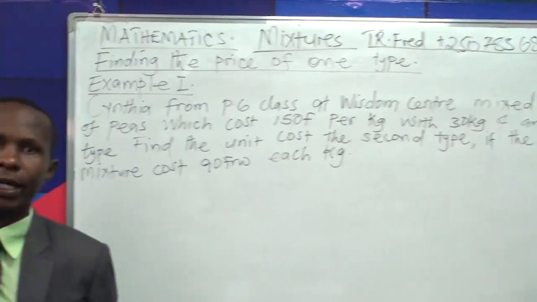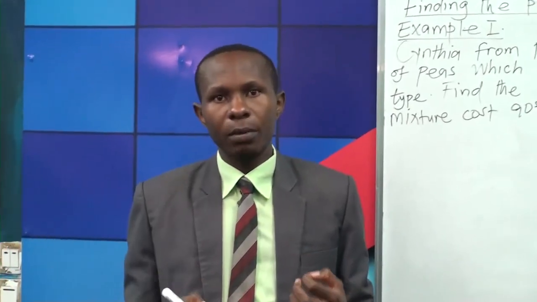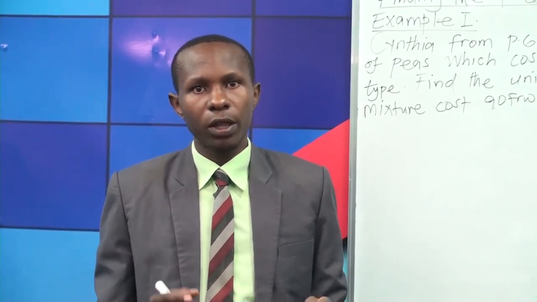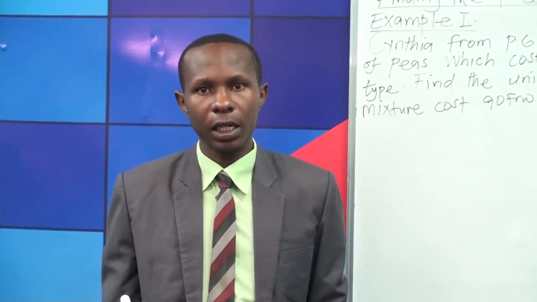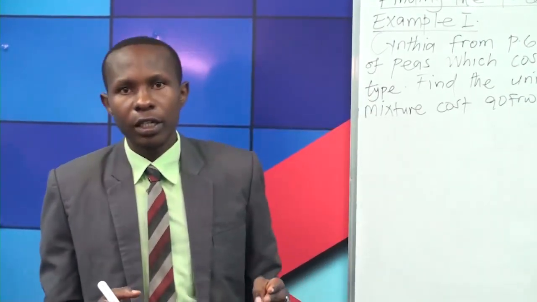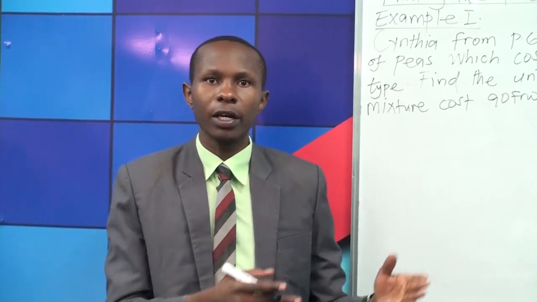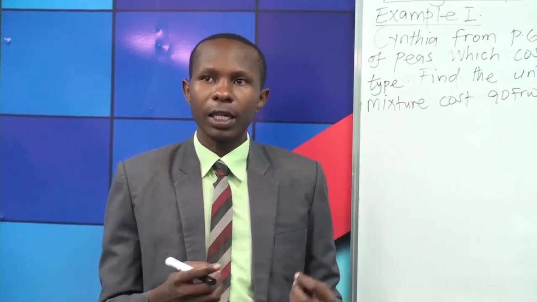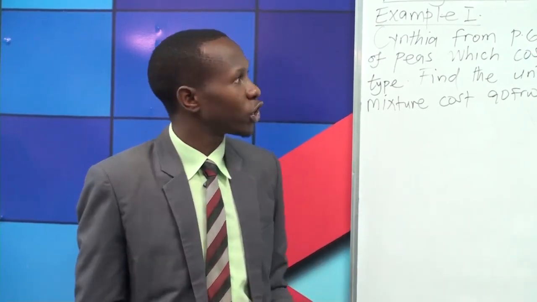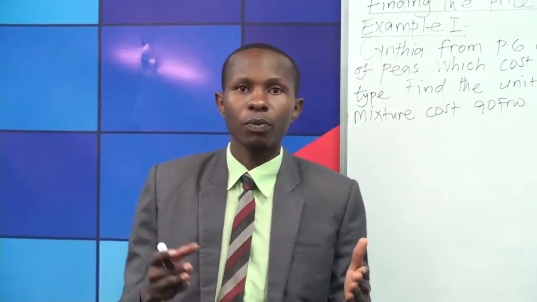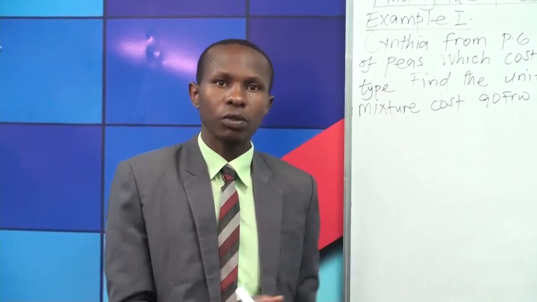For those who have been following us, I explained the word mixture, and you know what we went through in the previous lessons. We were given different types and asked to find the unit cost of the mixture, sometimes the amount of the mixture, and we looked at that. So today I want us to continue from where we were, and this time round we want to look for the price of one unit.